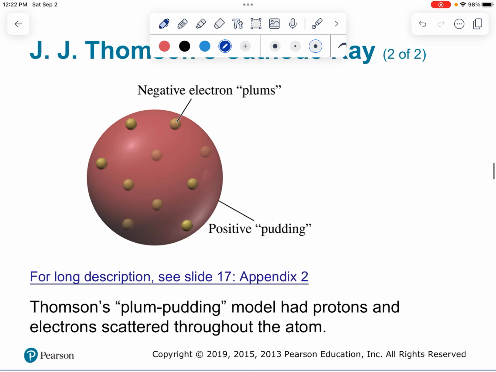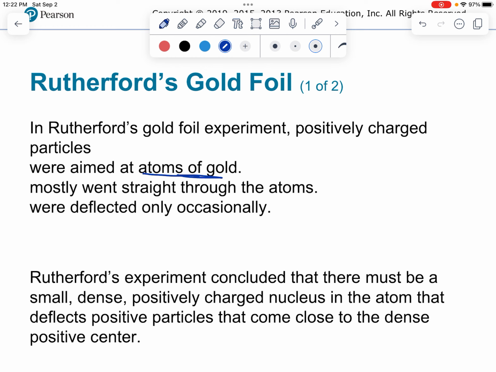But Rutherford's gold foil experiment showed that this was not the case. So he made a really, really thin foil of gold, like only a couple atoms thick, and then he bombarded it with alpha particles. They're like helium, a charged helium atom. And the expectation was that the alpha particles would pass through part of the time and bend.